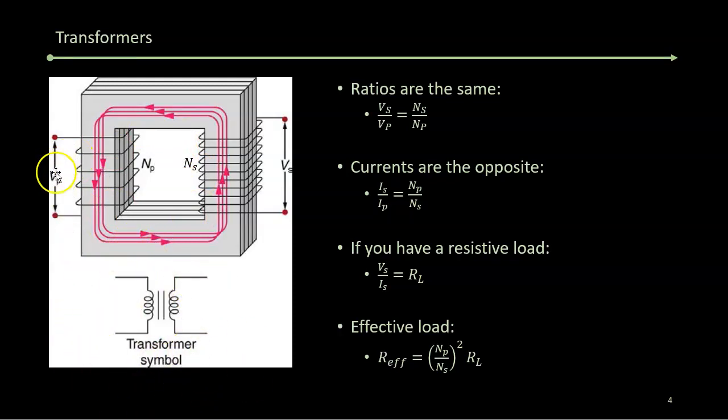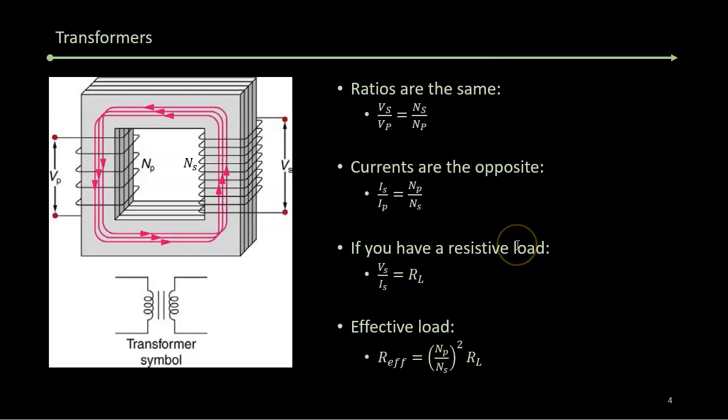So you've got your primary voltage and your primary current coming in, and your number of windings on the primary side. And then you've got your secondary voltage and secondary current coming out and your number of windings on the secondary side. For the voltage, the ratios are the same, right? Your secondary voltage to your primary voltage is the same as your secondary windings to your primary windings. For the currents, those are opposite. So your secondary to primary current ratio is your primary to secondary winding ratio.